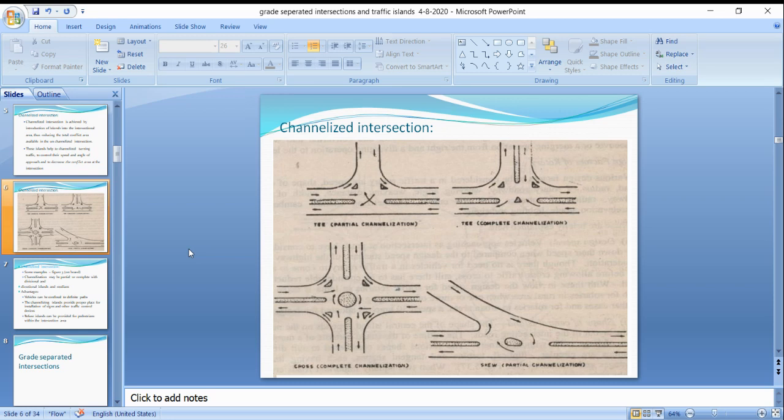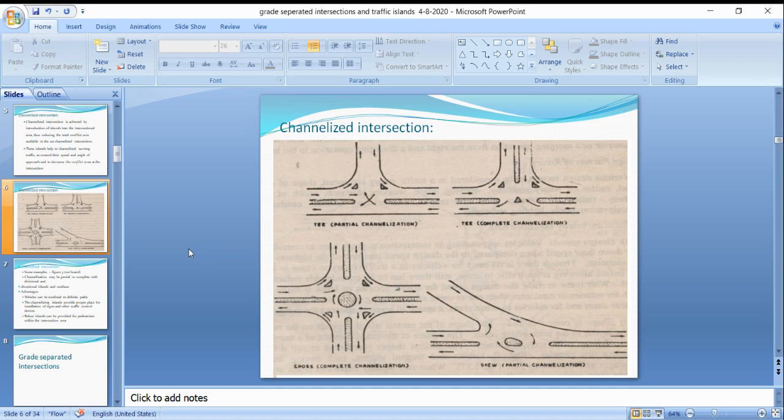If you want to go from left to right, then we are introducing the divider, or you can say some island is there, so by that it will easily divert their direction. So here the T is completely channelized. In the first figure, partially means in between the dividers no island is there, but in the second figure, completely channelized means we are putting some islands. So here they will not go into this lane. If they want to go, they have to stop and change their direction.